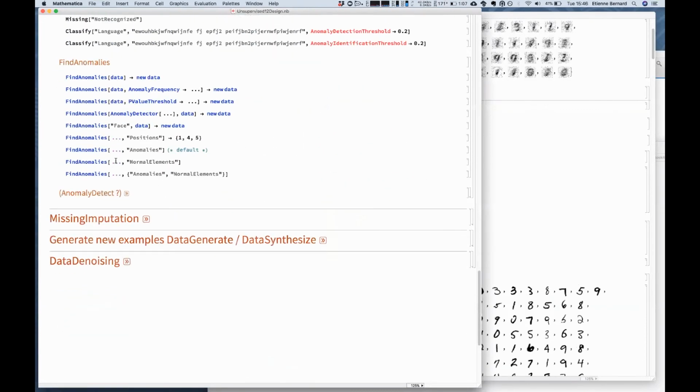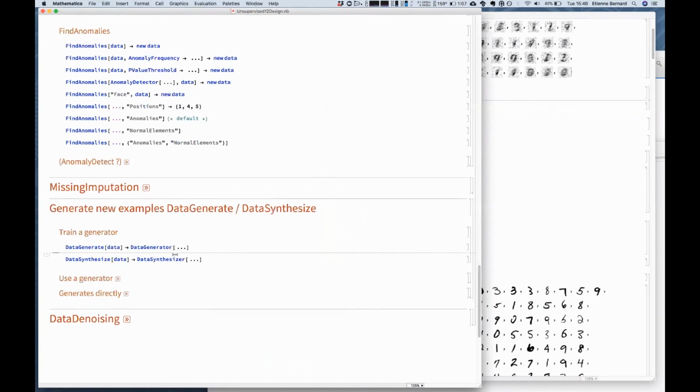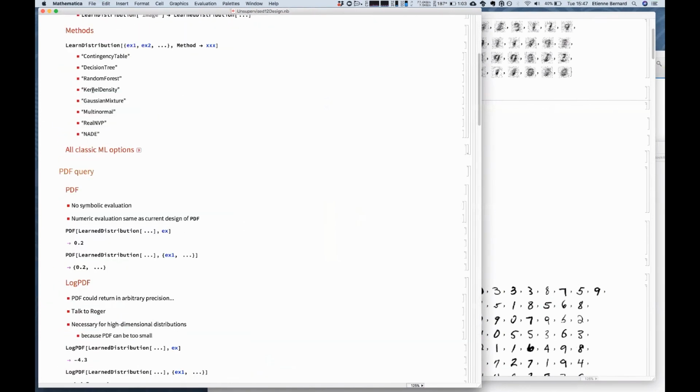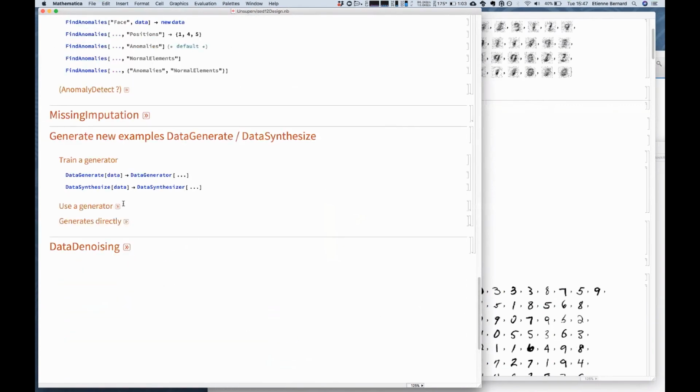What is generate new examples? Data generate, data synthesize. Why is that different from learn distribution? Well, learn distribution is a generic function. But let's say somebody just wants to generate data. They use data generate, data synthesize, or whatever name we call it, and then we can already grab the methods that are good at that. For example, dream an image type thing. Yes, exactly. But you might need a seed for that. You mean to condition it in some way? Yes.